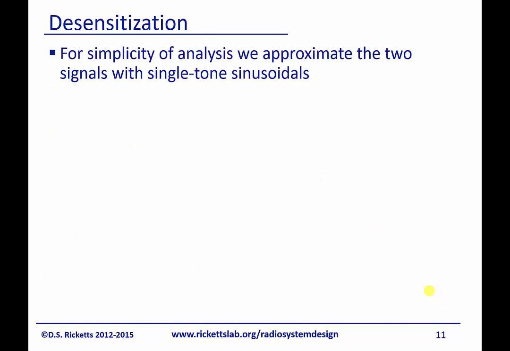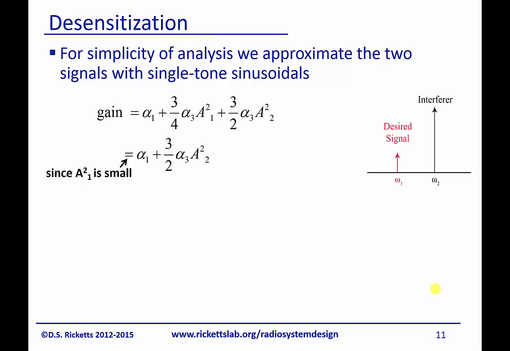So let's go back to this thought of desensitization. For simplicity, for the analysis, we'll approximate the two signals with just single tone sinusoids. So that makes everything simple. And so we are going to take our nonlinear gain here, and we're going to assume that A1 squared is small, and that assumption comes because our desired signal is small. So we're assuming that A2, if you will, this is A2, and this is A1, and we simplify our gain to just be this.